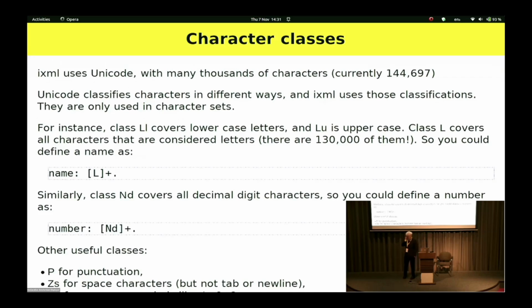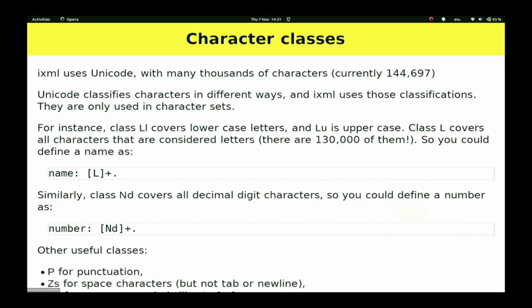Character classes are very handy. There are a huge number of Unicode characters, many thousands, 144,000 plus. Unicode classifies those characters in different ways, and IXML actually uses the Unicode classifications, but they're only used in character sets. For instance, the class Ll, capital L, little l, covers lowercase letters, and Lu covers uppercase letters, and class just capital L covers all characters that are considered letters. In fact, most of Unicode are letters, 130,000 plus of those 144,000.